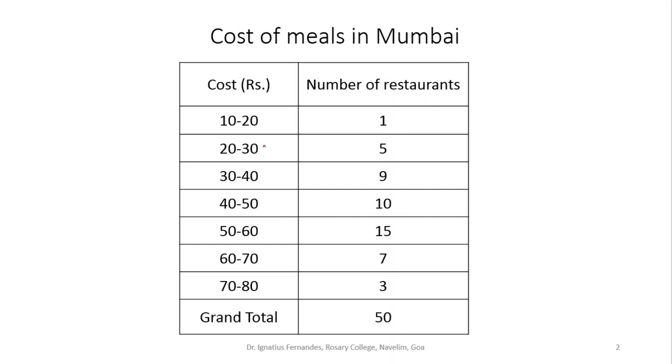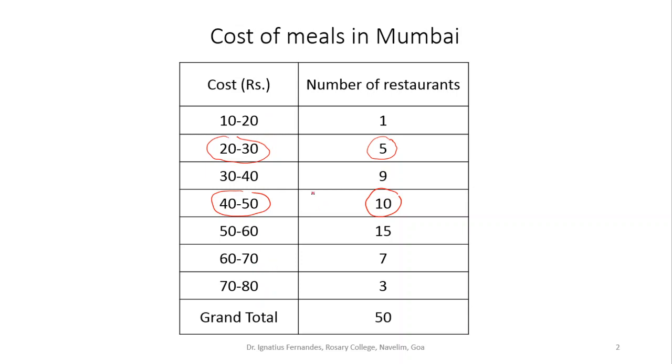So what we mean is between 20 to 30 rupees, there are 5 restaurants. Between 40 to 50, there are 10 restaurants. So we have the number of restaurants in each of these cost categories.